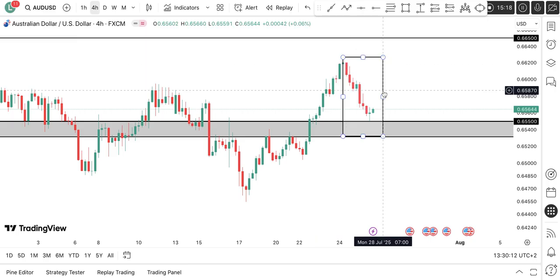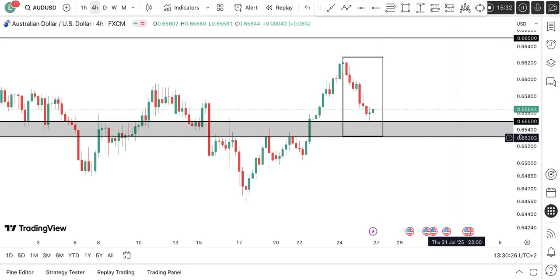By Monday morning, 7 o'clock, it would have completed this consolidation, and then I will remove this box and start looking for market executions, right?